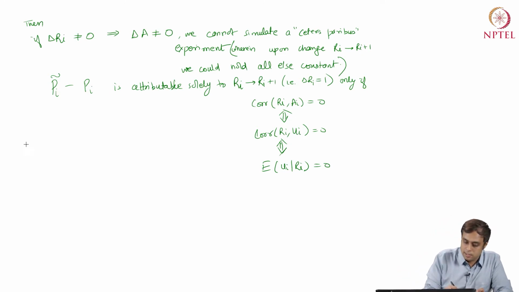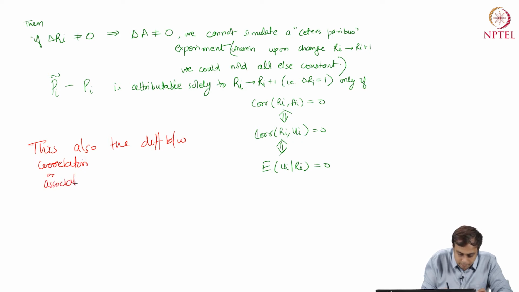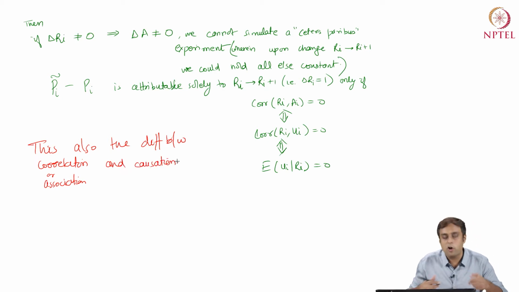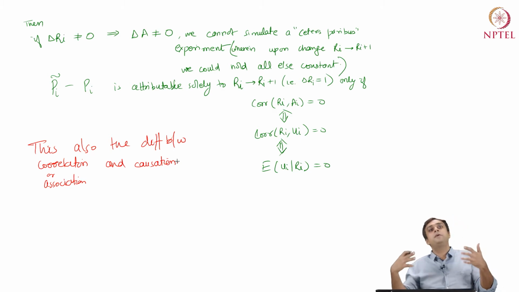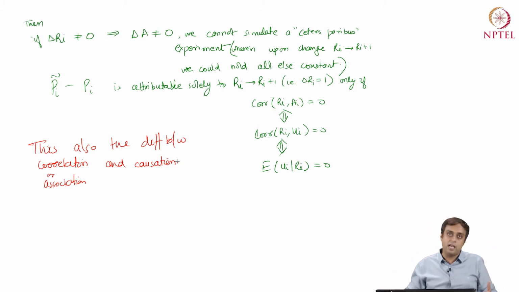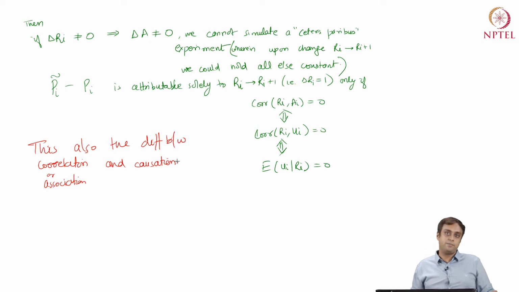Now this is also the difference between correlation, or what we say association, and what is called causation. So when we talk about spatial regression analysis, we will then interpret these items in terms of spatial dependence. So if spatial dependence interferes with expectation Ui given Xi, that's when we have a problem in terms of establishing causality in a spatial regression model.